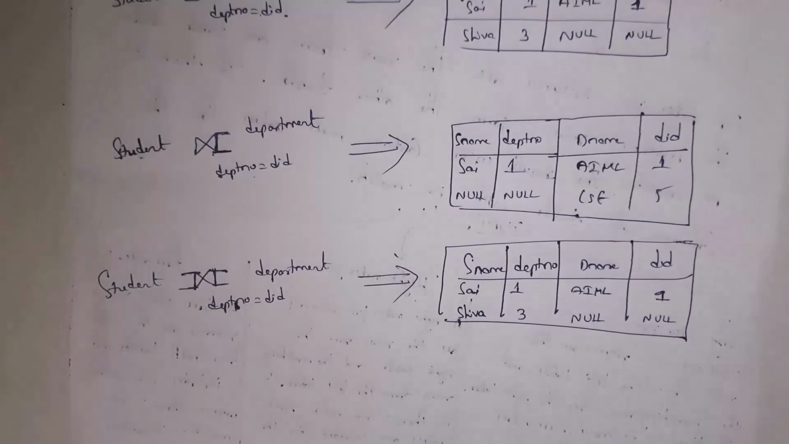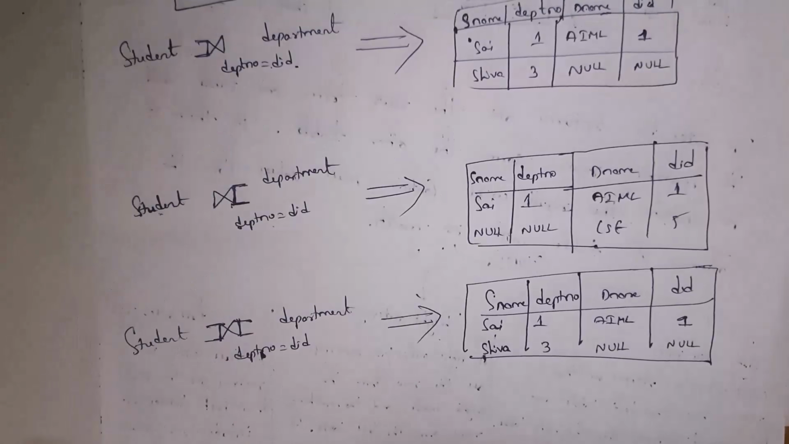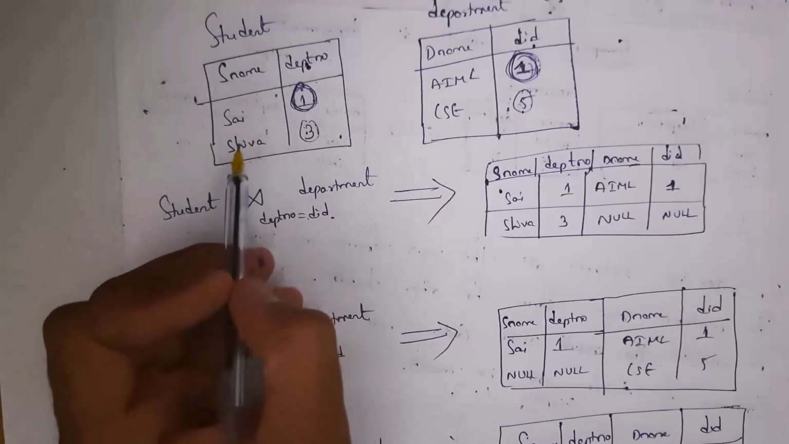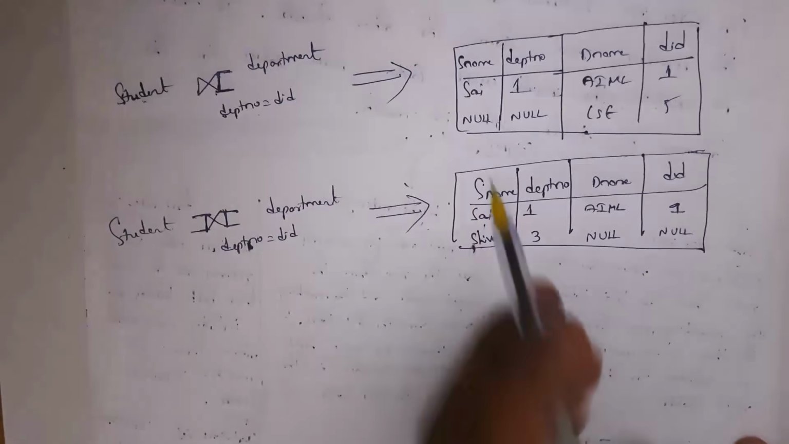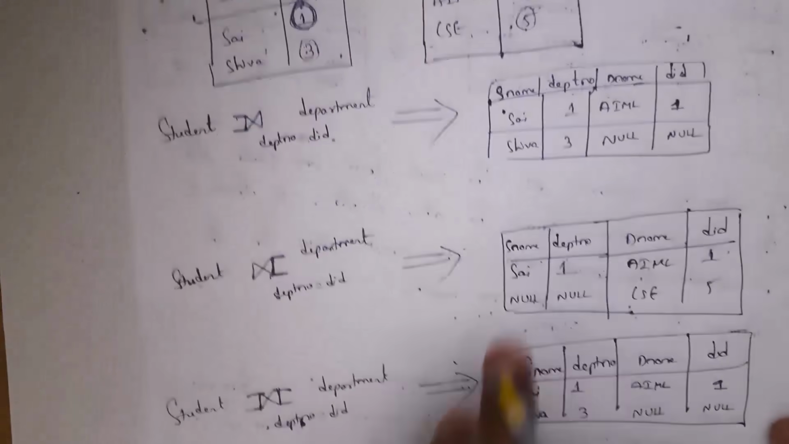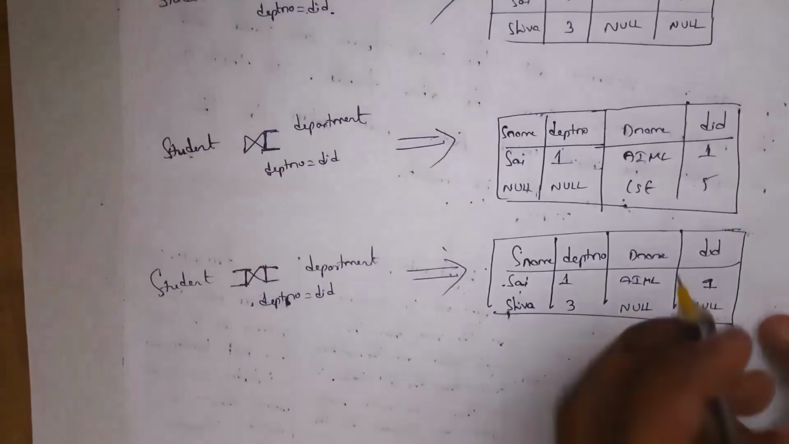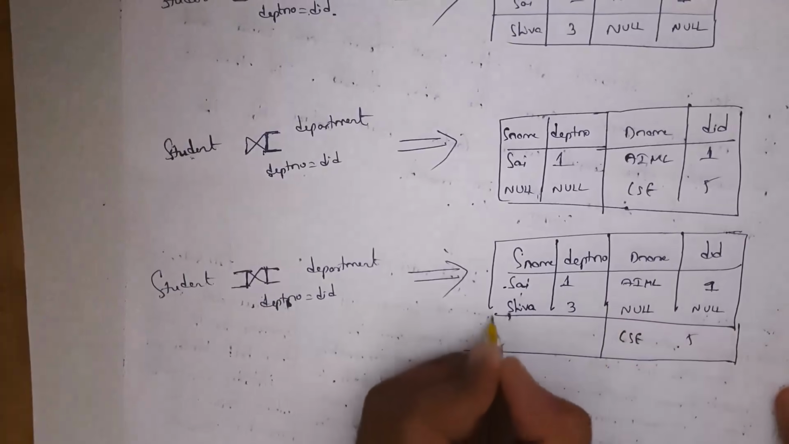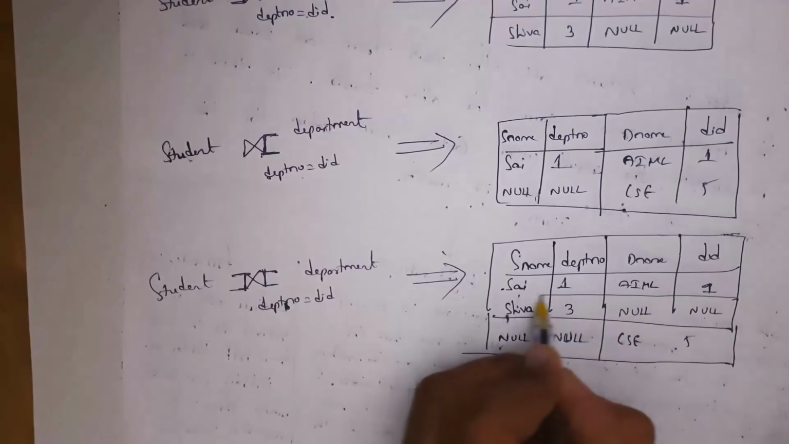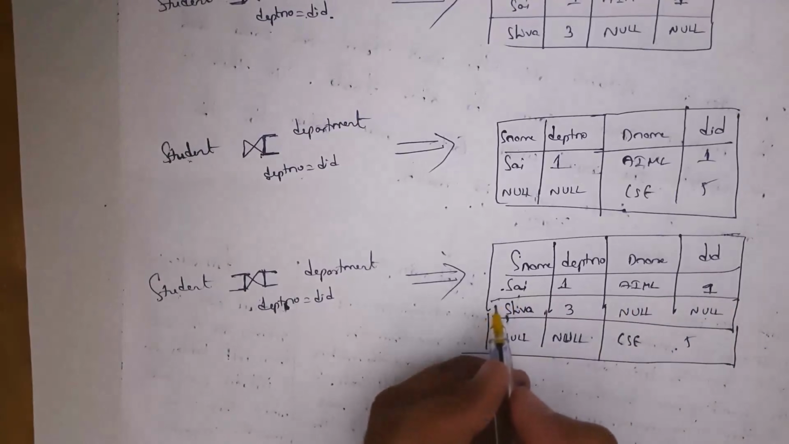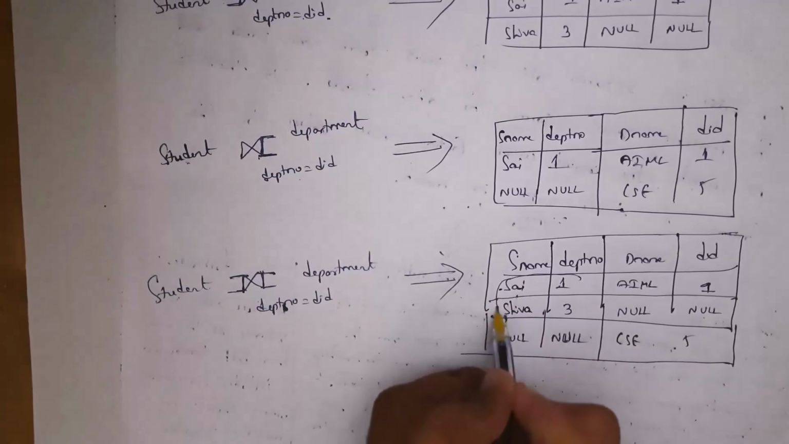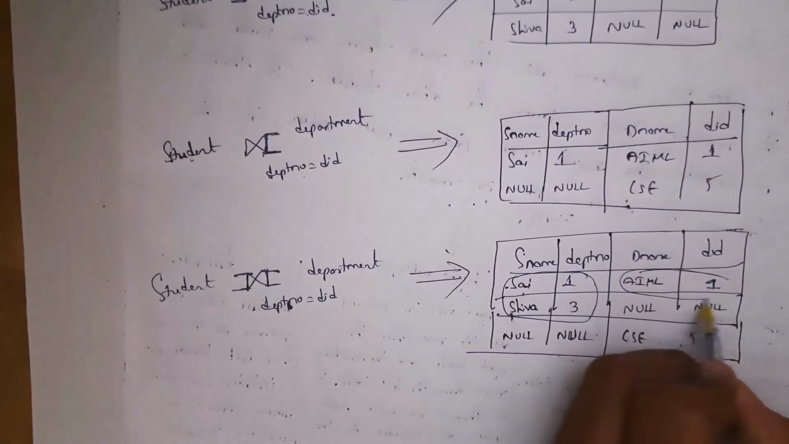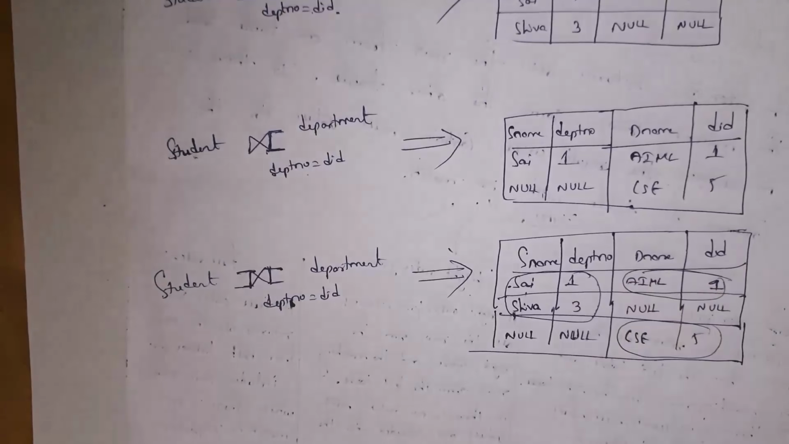Guys, full outer join contains complete rows from the left table as well as complete rows from the right table. So it should contain complete rows from both tables. Full outer join should contain Sai 1, Shiva 3 and AIML 1, CSC 5. Here there is Sai 1 and Shiva 3, and here there is AIML 1. This one is left, that is CSC and 5 is left. So I am writing CSC and 5 here, and here there is no match, so I am writing null values on the left side. Yes, there are 2 rows present in the first table and 2 rows present in the right table. So this is known as full outer join.